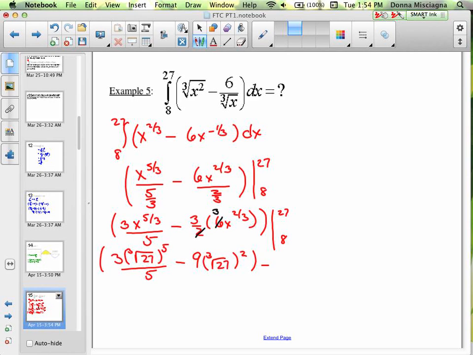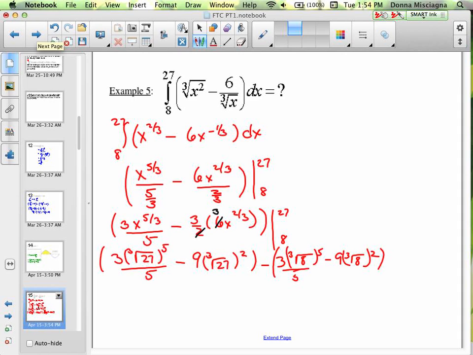All of that minus 3 times the cube root of 8 to the 5th power divided by 5. And don't forget my parentheses. And then minus 9 times the cube root of 8, and that is squared. And close our parentheses. All right, so now let's simplify.